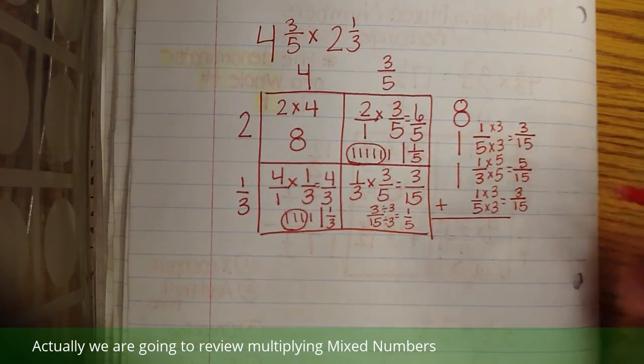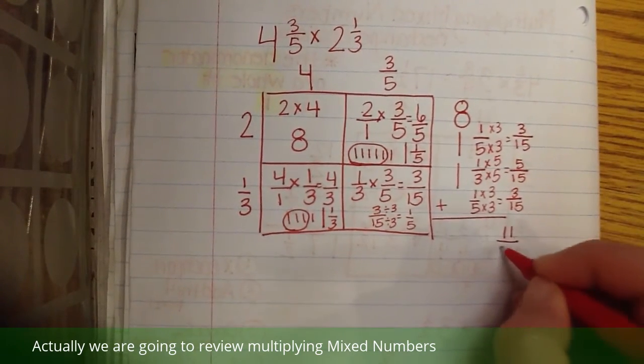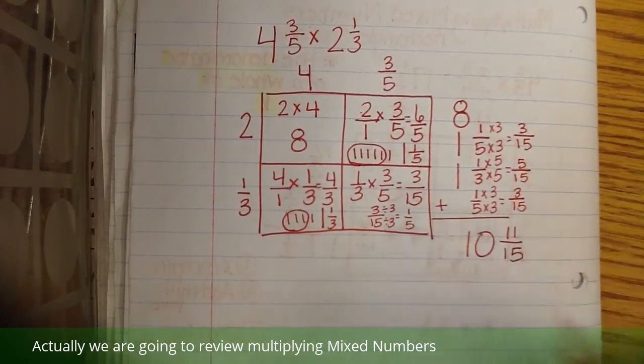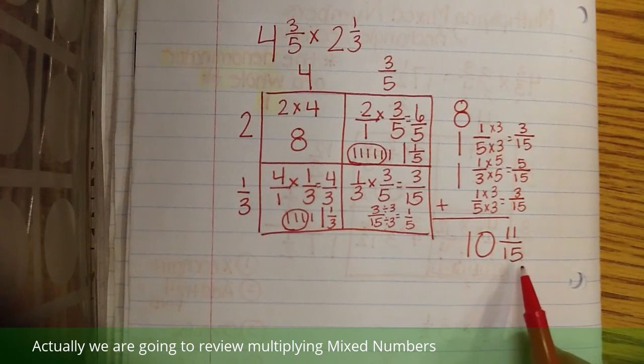3 plus 5 is 8. 3 more is 11. Check improper fractions. Nope. 11 is smaller than 15. Can I simplify? Nope. 11 is prime. The only numbers that can go into 11 are 1 and itself, and those cannot go into 15. That does nothing. So here's my final answer.